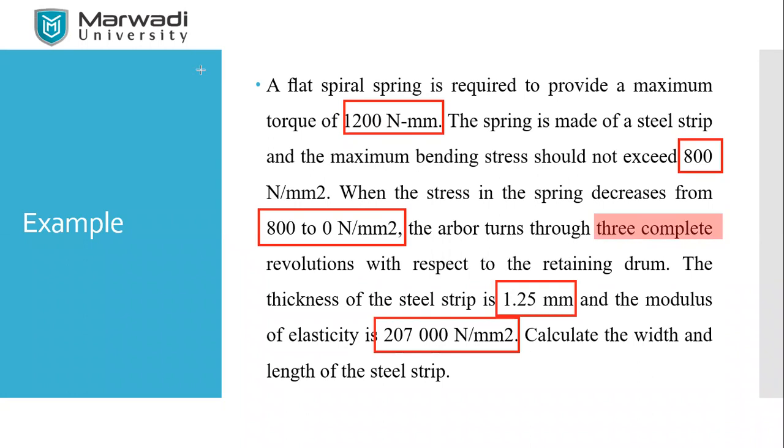What we want to find is the width and the length of the steel strip used for the flat spiral spring. So this is the data given to you. Consider this data, analyze it, note it down, and use the equations we have seen in the design procedure to calculate this width and length.